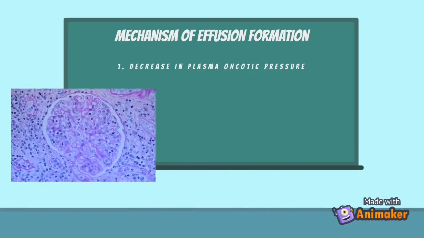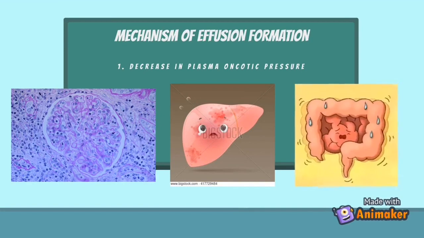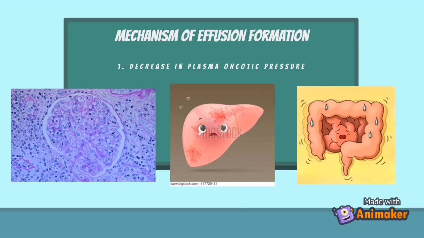Glomerulitis leads to leakage of protein into renal tubules. This will result in proteinuria. Hepatitis also can contribute to hypoproteinemia because the liver cannot synthesize protein. Lastly, gastroenteritis can affect the absorption of protein.